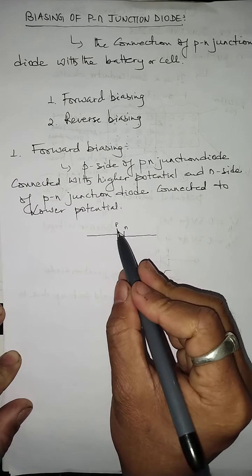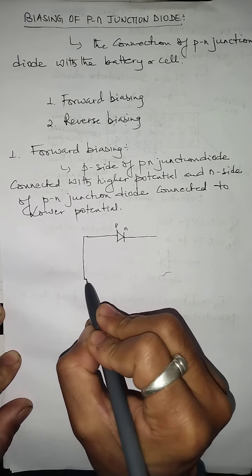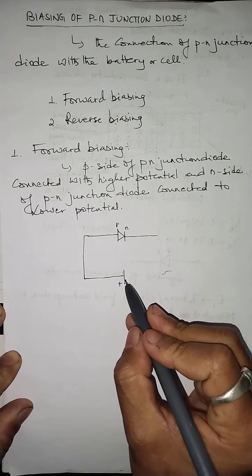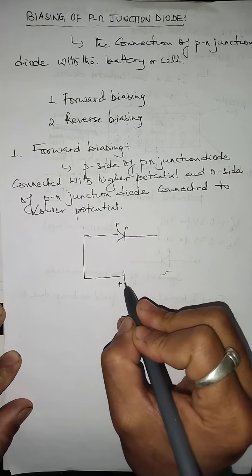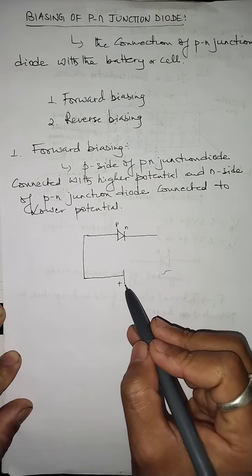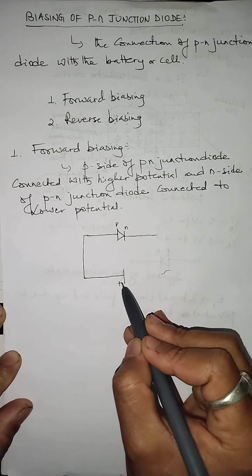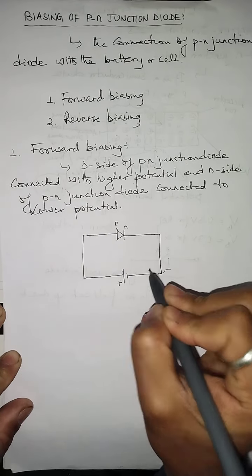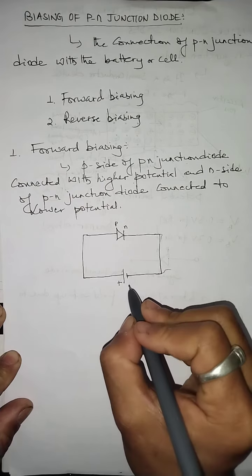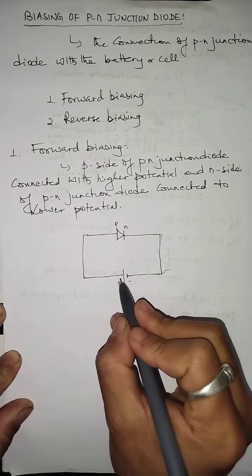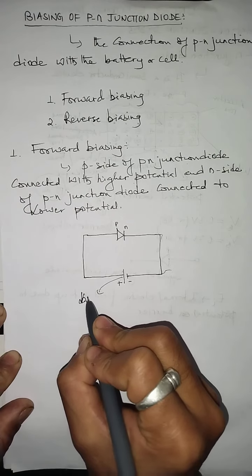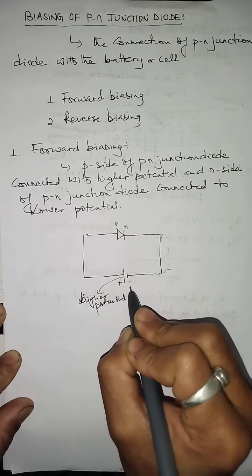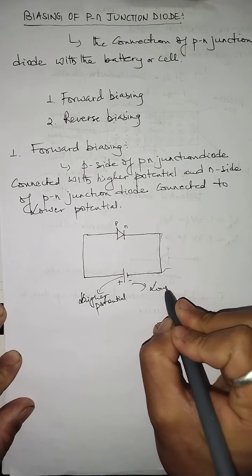If the P side of the PN junction diode is connected with the higher potential of a cell or battery, higher potential meaning the positive terminal of the battery, and the N side is connected to the negative terminal of the cell or battery, which is called lower potential. So this positive terminal is your higher potential, and the negative terminal is the lower potential.